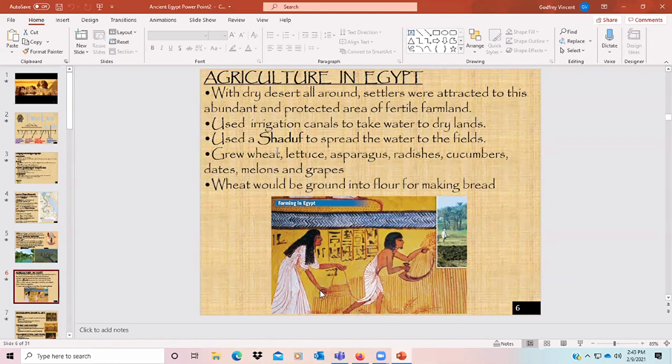And they used the shadoof to spread the water to the fields, and they planted wheat, lettuce, asparagus, radishes, cucumbers, dates, melons, and grapes, some of the fruits and vegetables that you like. And they used wheat to make bread. If anybody has ever had Egyptian bread, it looks something like a pita bread. It's flat, and people use it as a dip.